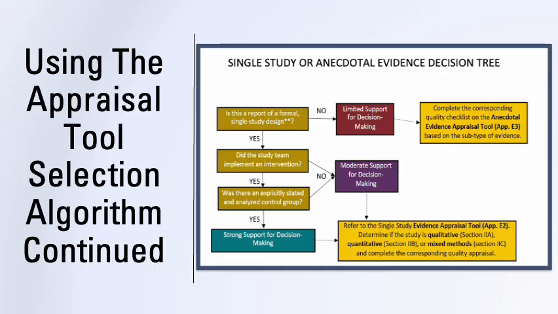Now, you may be wondering about this level of support for decision making. We're going to talk about that in a few minutes, but right now I wanted you to be able to go through the process of figuring out what type of evidence do I have, because that will guide you through which appraisal tool you will use.